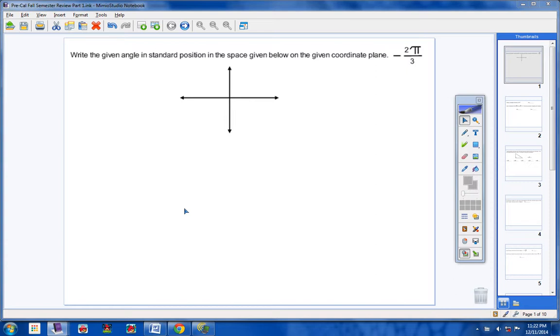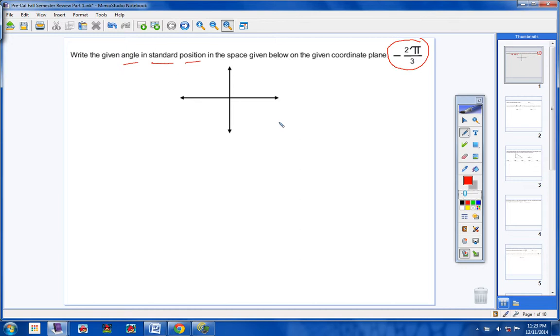Go ahead and copy this first problem down, please. In this example here, we are trying to review what standard position of an angle is, okay? So go ahead and copy this down. I want you to remember how to write an angle in standard position.